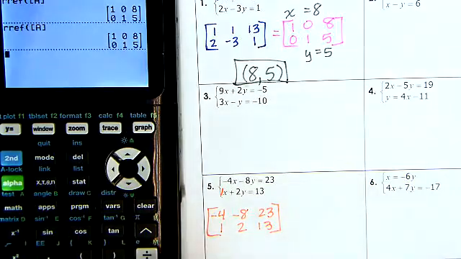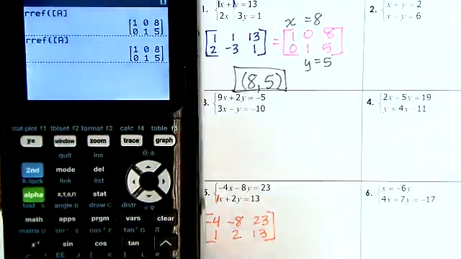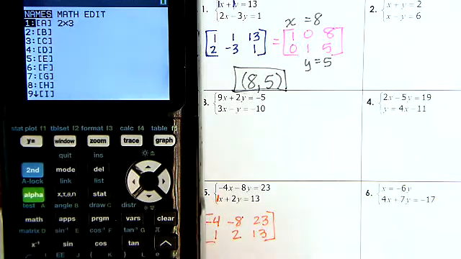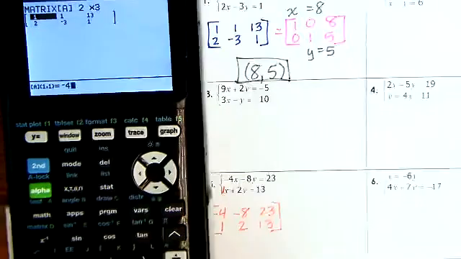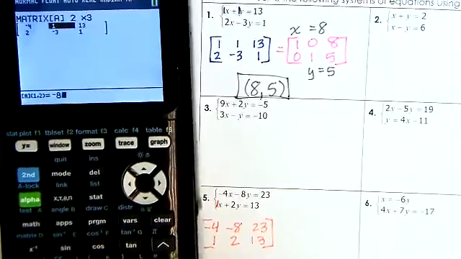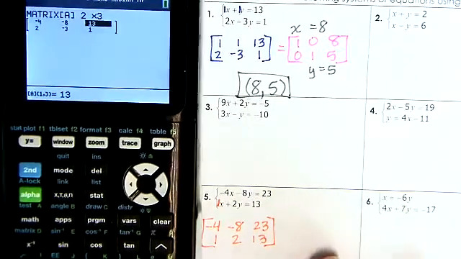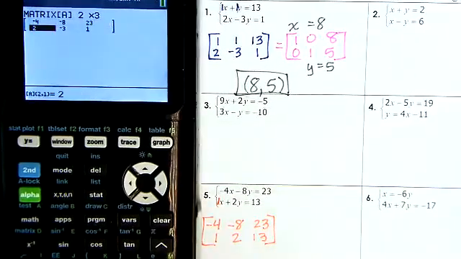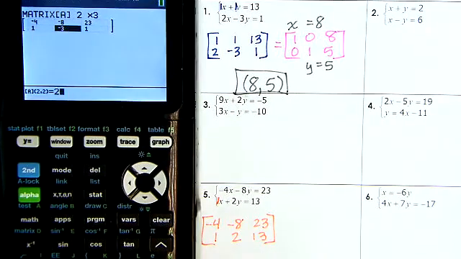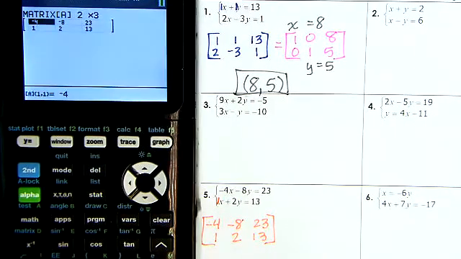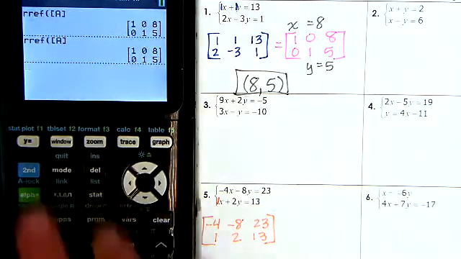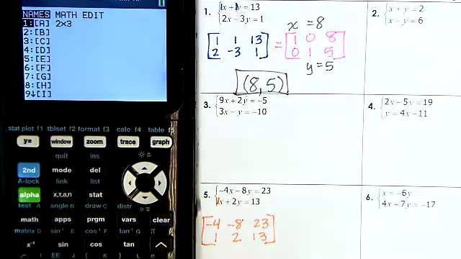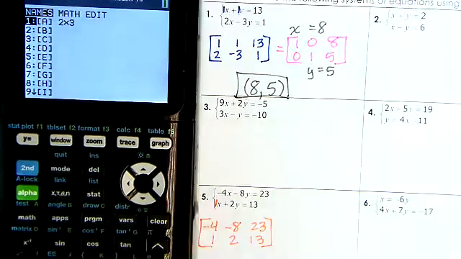All right, so now I'm going to go into the calculator. Second matrix. I want to edit because I want to change what's inside there. Just press enter for these. And now I've got -4, enter, -8, enter, 23, enter, 1, enter, 2, enter, 13, enter. Second mode, because I want to get out. Second matrix, so I can go back in. Now I'm wanting to tell it to do math.